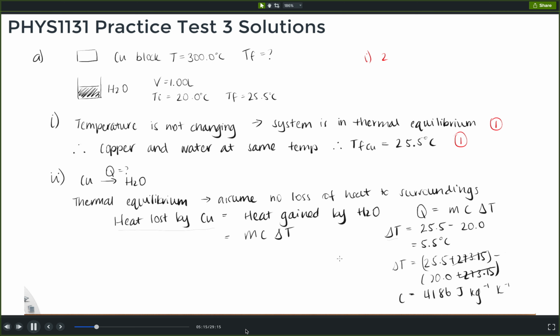All we need to know now is what's the mass of the water. Well, what were we told with the water? We weren't told the mass, but we were told something. We were told the volume. How do we relate volume and mass? Well, that's through our density equation, where density is mass divided by volume. Therefore, mass is density multiplied by volume.